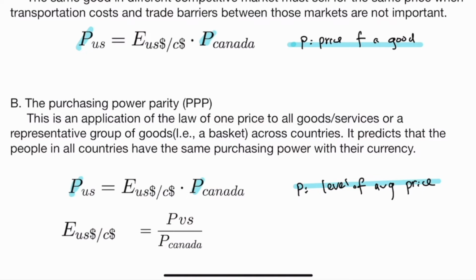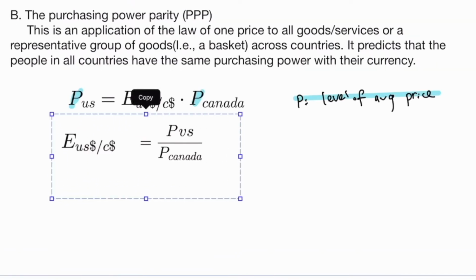Because of that, we have two versions of that. One is called the absolute purchasing power parity. The other is called the relative purchasing power parity. The absolute purchasing power parity uses exactly this formula here. Therefore, the currency value will be the relative price, or the price ratio, of the two countries.